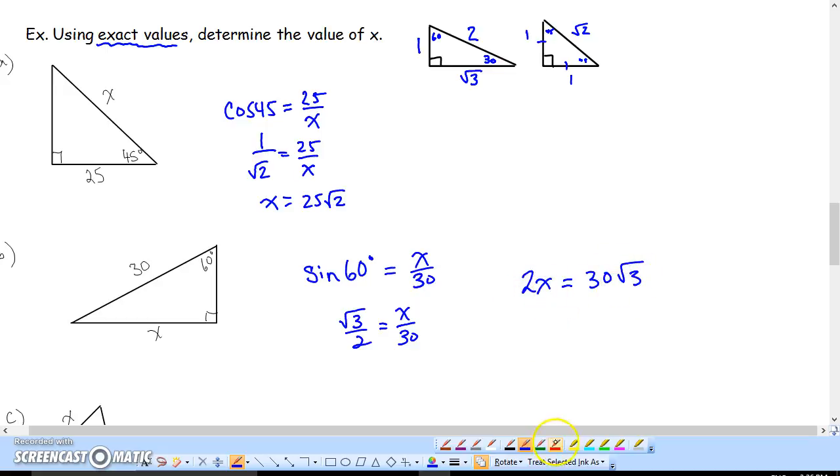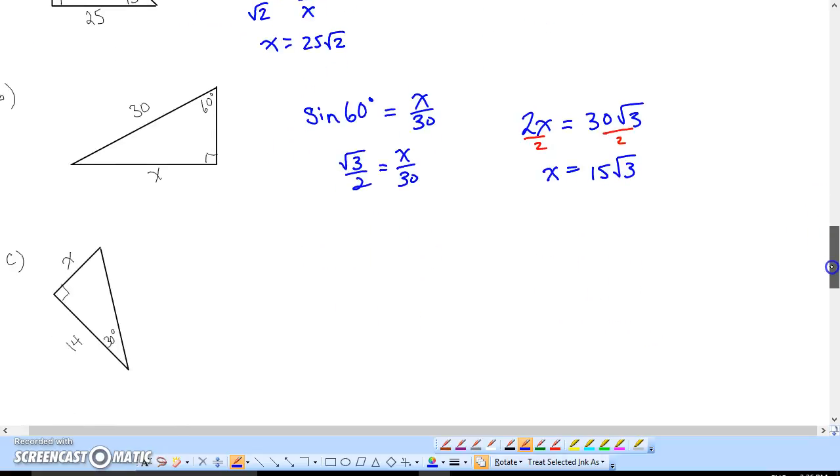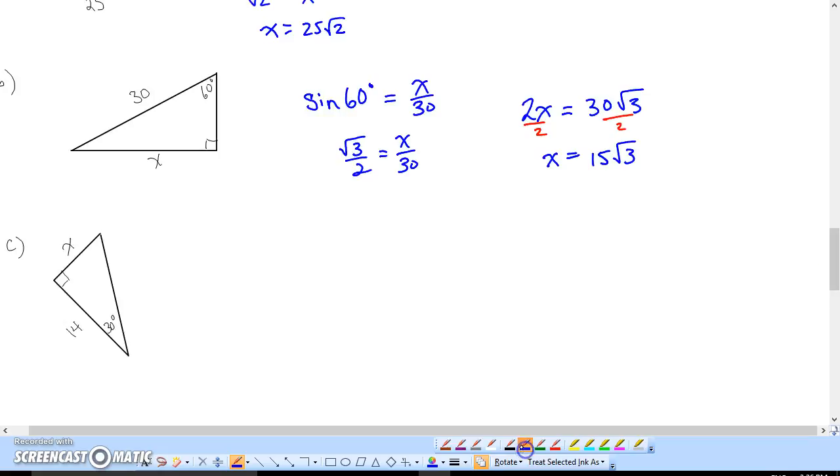But now I have 2x, so I divide both sides by 2. And now I know what x is. 30 divided by 2 is 15 root 3. That is the exact value length of x. An estimated length would be 15 times root 3 on my calculator. And let's try one more. We have opposite over adjacent, so this time the tangent of 30 degrees is x over 14.